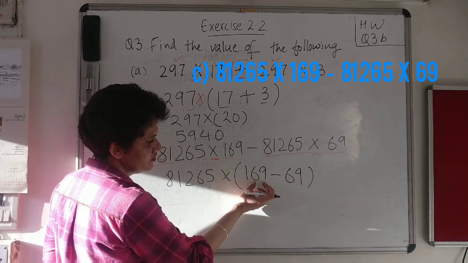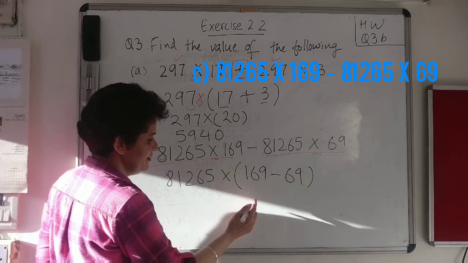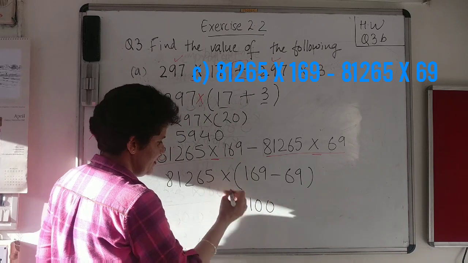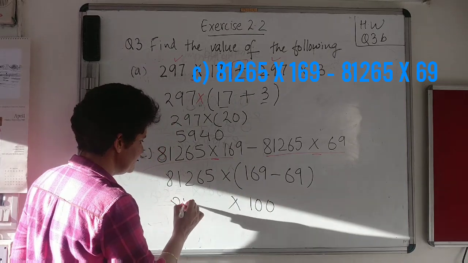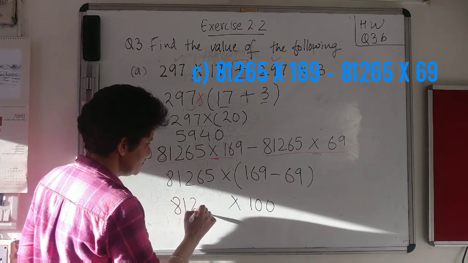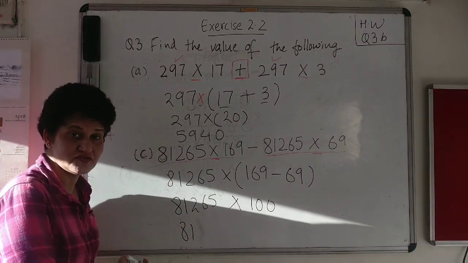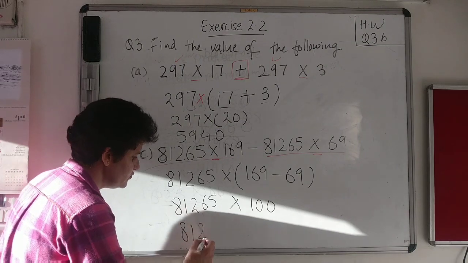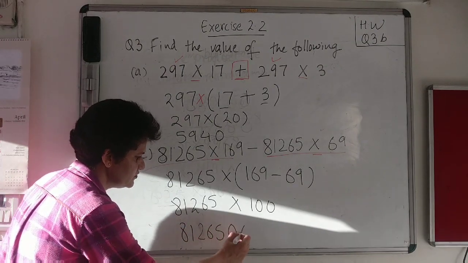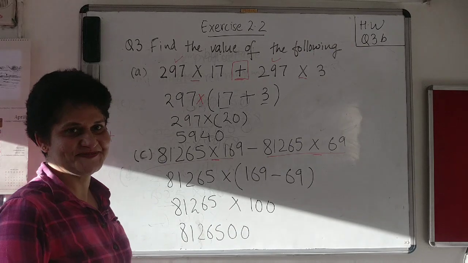Clearly 69 goes out of it. What will be left? 100. So I will write a 100, multiply, and this number as it is, 81,265. So what is going to be the product of these two? Yes, 81,265, and don't forget to place the 2 zeros. So that's your answer. Easy, no?